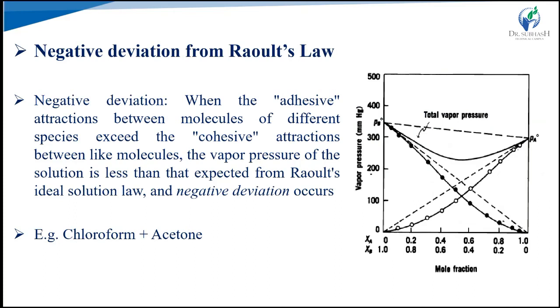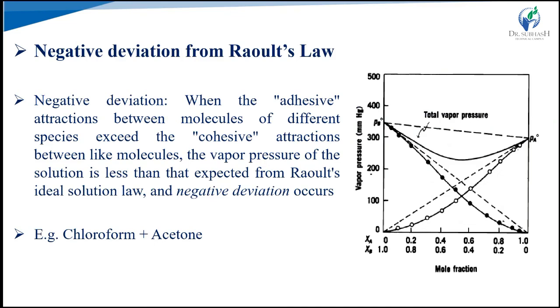In the negative deviations, in the graph you have to see that the total vapor pressure is below that of the ideal solution following Raoult's law. Negative deviation occurs when the adhesive attractions between the molecules of different species exceed the cohesive attractions between like molecules. So the vapor pressure of the solution is less than that expected from Raoult's law.